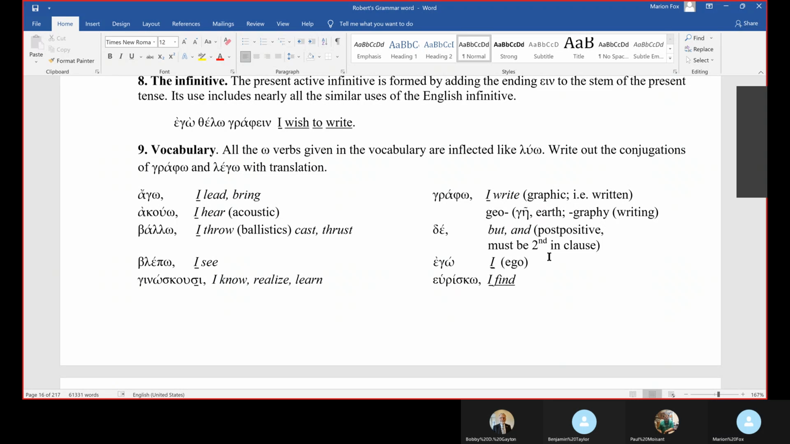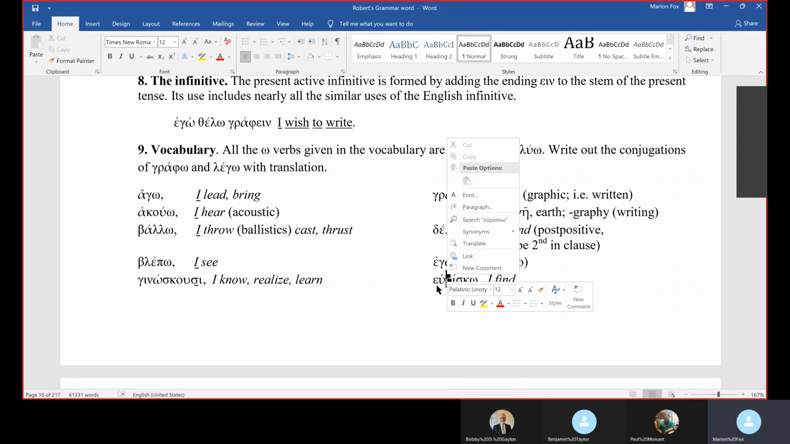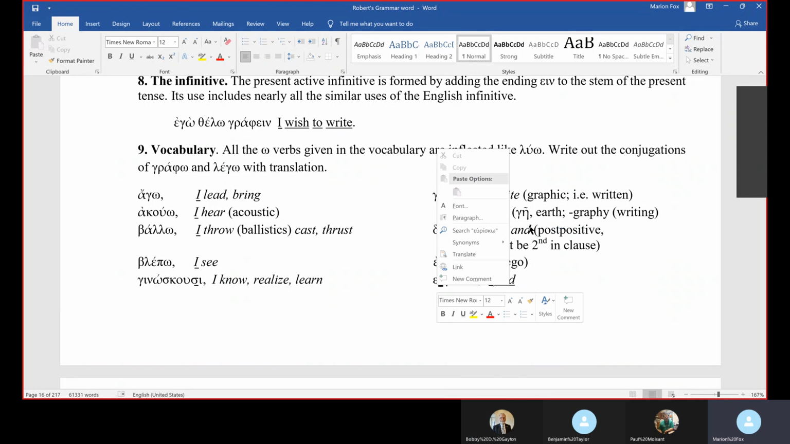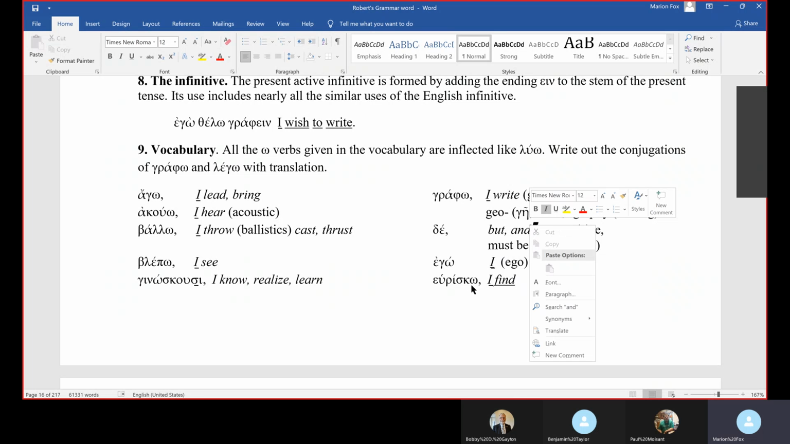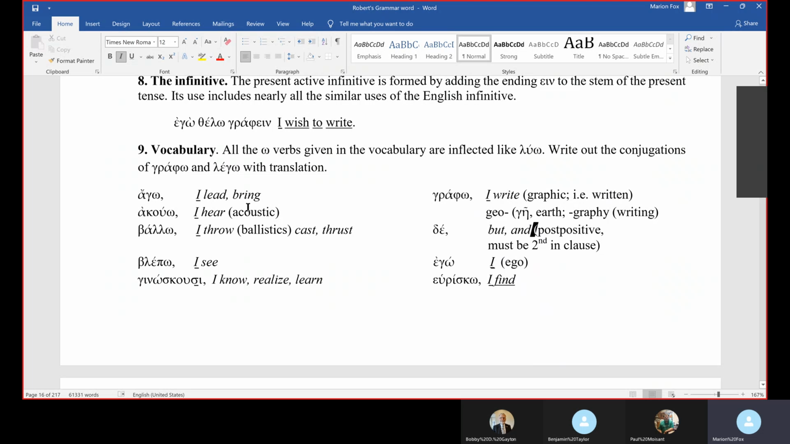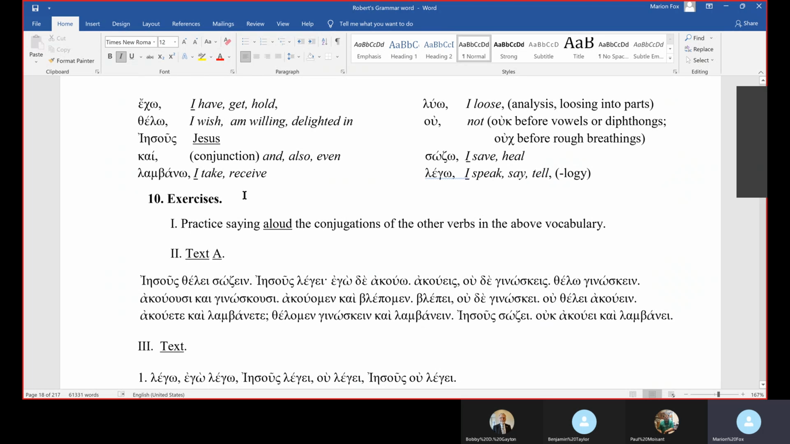Ego is a first person pronoun, I. Our English word ego comes from this word. Eurisko. And again, we just change the omega into these basic forms, and we can get I find, you find, he finds, she finds, or it finds. Any questions? Everyone see the pattern? Okay.